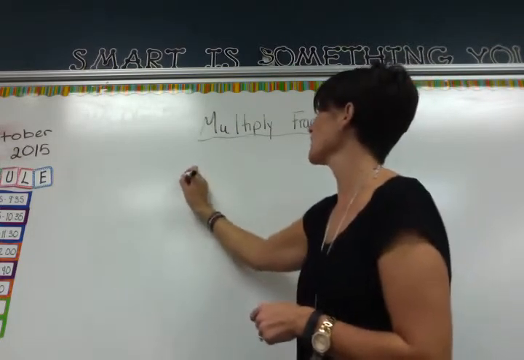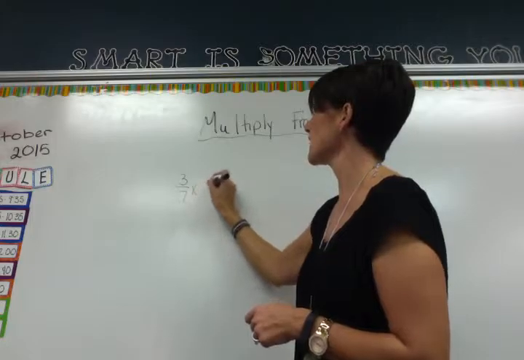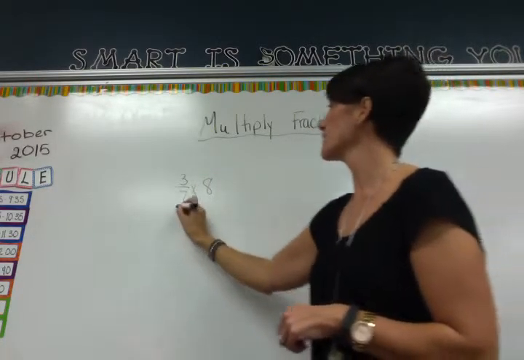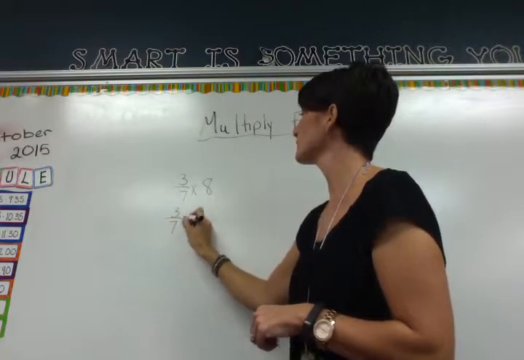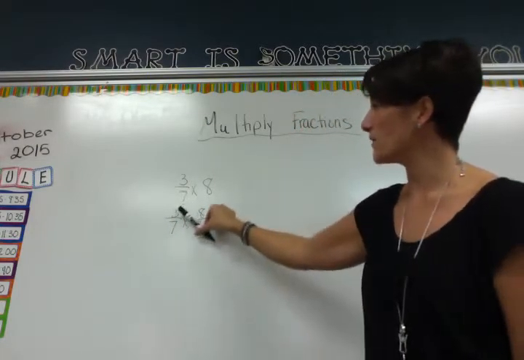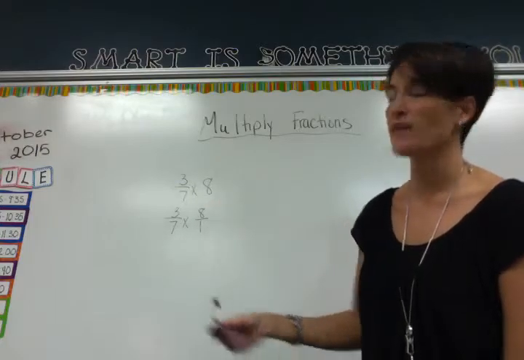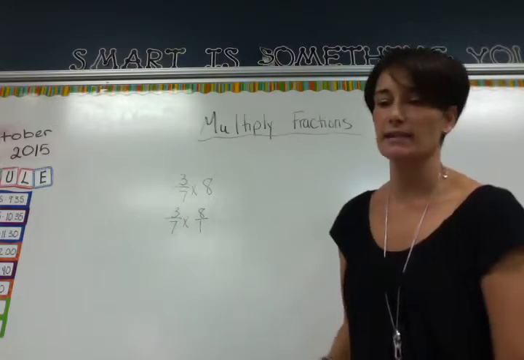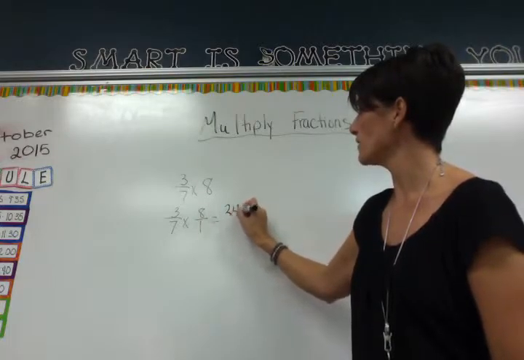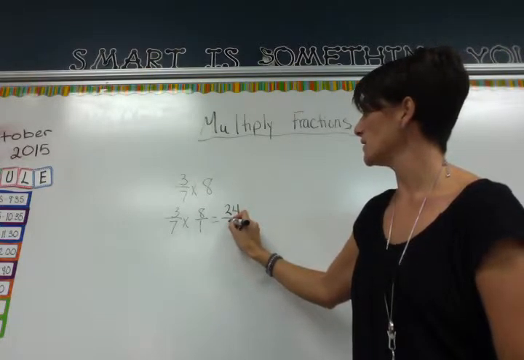Let's try 3/7 times 8. Again, I'm going to change my whole number into a fraction. I always like to try to see if I can simplify. 3 and 1, I can't really simplify that. And 8 and 7, I can't simplify that. So I know that 8 times 3 is 24, and 1 times 7 is 7.